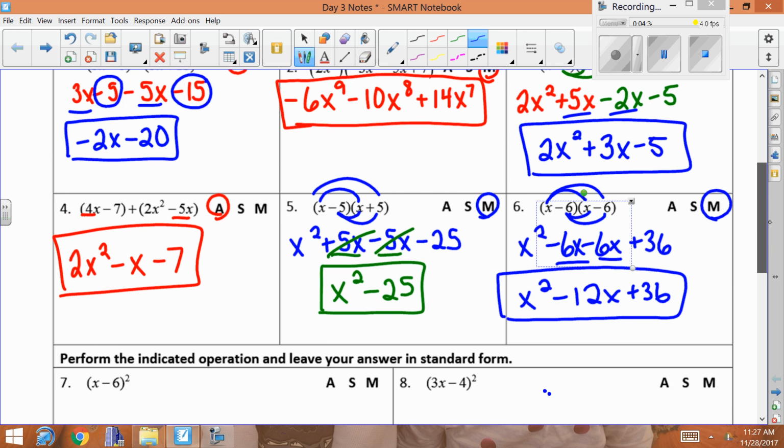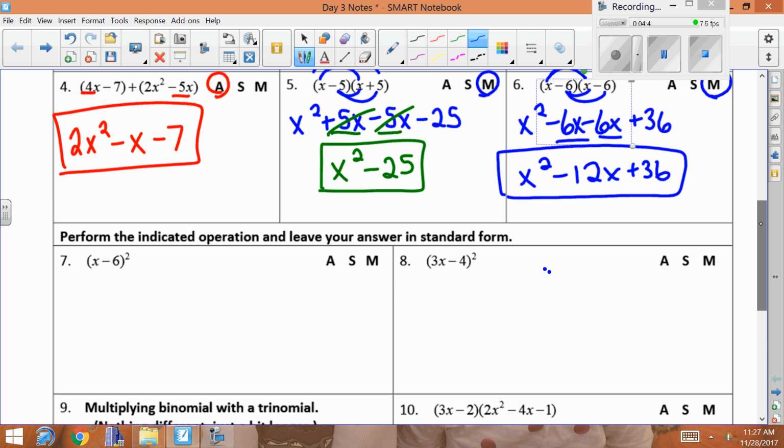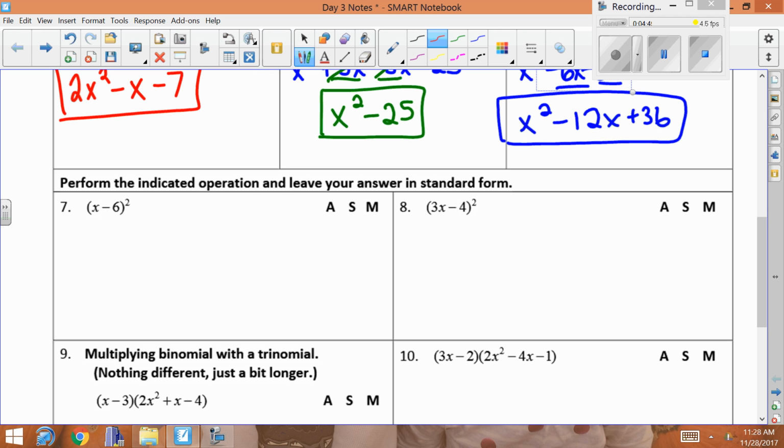That's a review from yesterday. Let's take a look at the new stuff here. So if we look at number 7 and 8, notice these, we are squaring something. When we are squaring on this, we have to go back and think about what it means to square something. When we square something, like if you have 4 squared, we know that means 4 times 4. When you square something, it's something times itself.